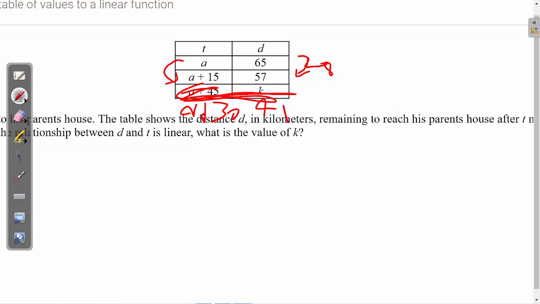So 49. Then a plus 45, decrease by 8 again, 41. Okay, so it's 41.